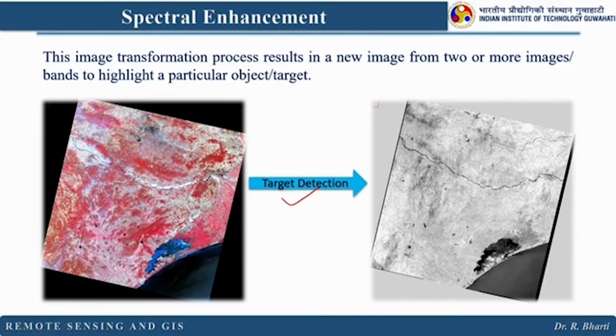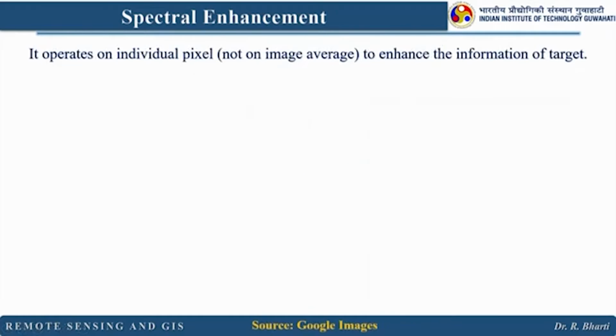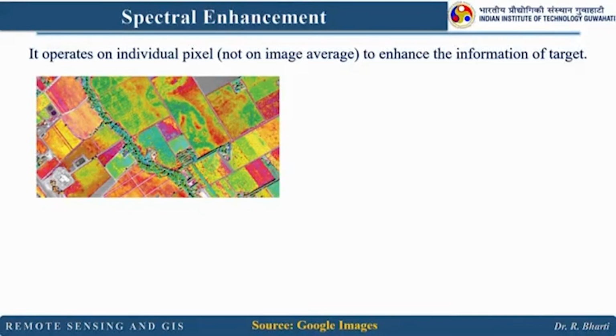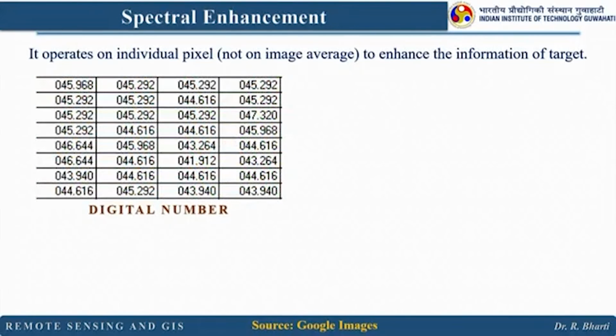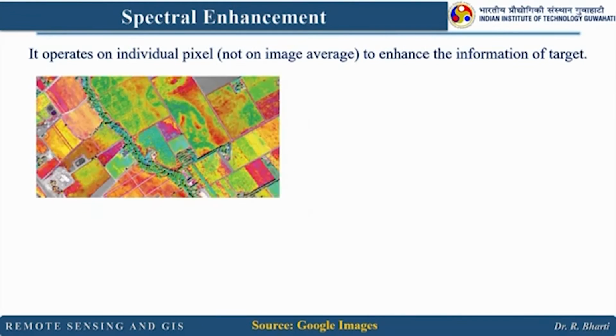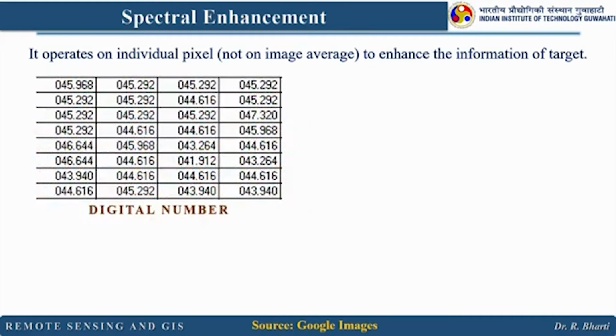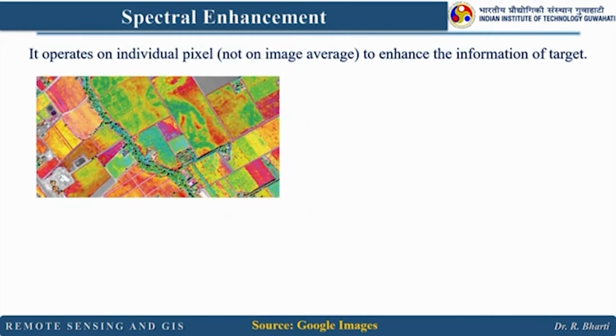Now here we will see a few more techniques that are used in spectral enhancement. Basically, spectral enhancement operates on individual pixels and not on the image average to enhance the information of the target. If you see this image, in the background you always have DN numbers. The image is only for representation, so you can perceive the information.